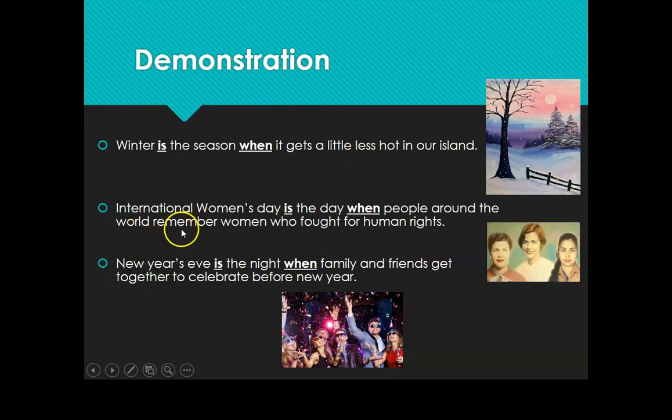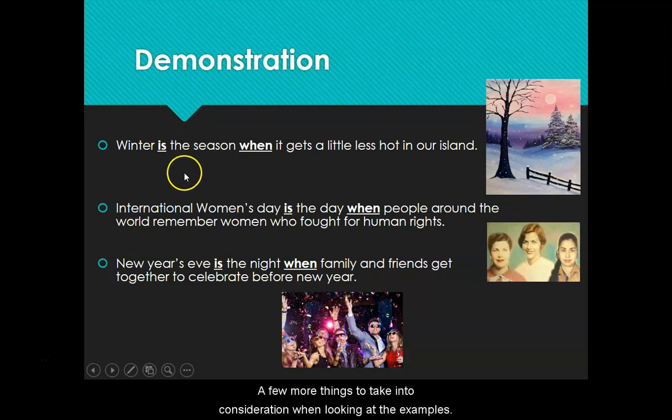Now, next one. International Women's Day is the day when people around the world remember women who fought for human rights. An example we can have here is the Mirabal sisters, who fought against the dictatorship of Trujillo. Next example is New Year's Eve is the night when family and friends get together to celebrate before New Year. Here we can see this picture having fun with a celebration.